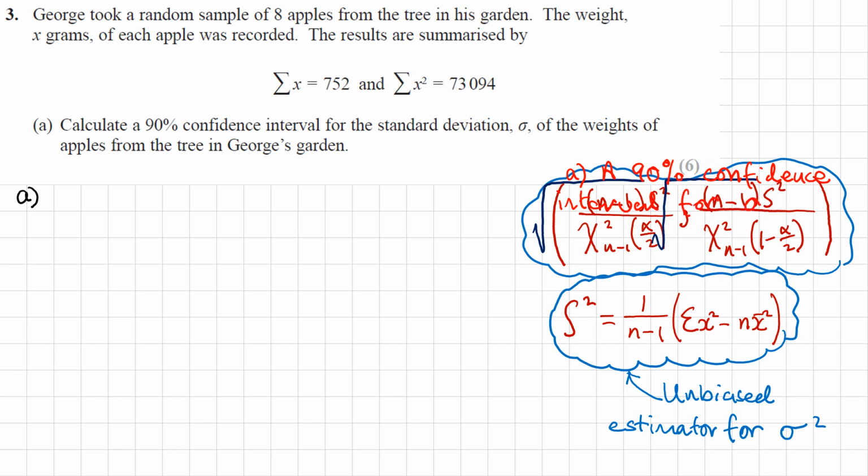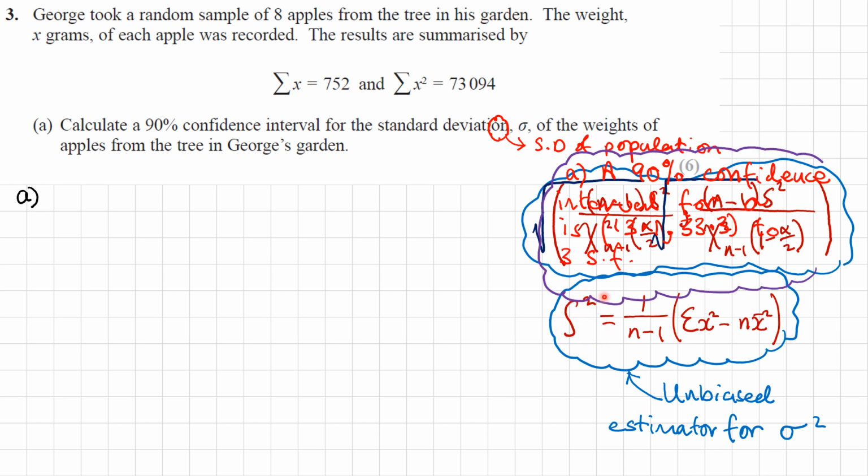Sigma represents the standard deviation of the population. And whenever we're using a sample to find a confidence interval for a population parameter, then we need to use an unbiased estimator for the variance, which is what we've got here. So let's write down what we have.